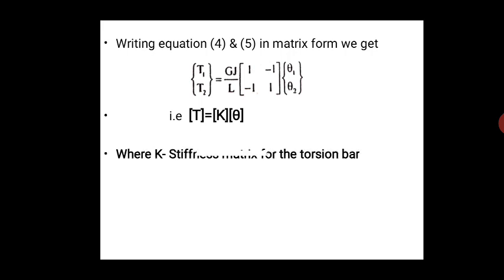Here K is the stiffness matrix of the torsion bar, and theta is the angular displacement, and this stiffness matrix can be written as GJ by L into the matrix 1, minus 1, minus 1 and 1. Look into this equation, that is K is equal to GJ by L into 1, minus 1, minus 1 and 1. This is similar to the equation which we have taken for a bar problem.